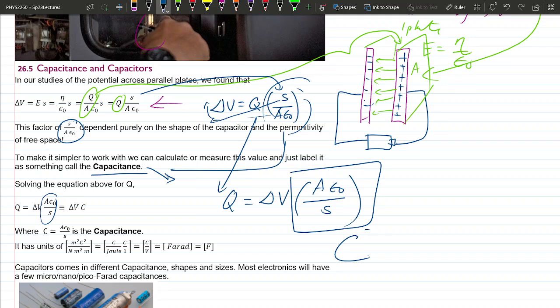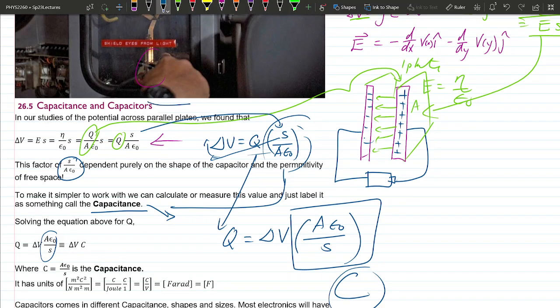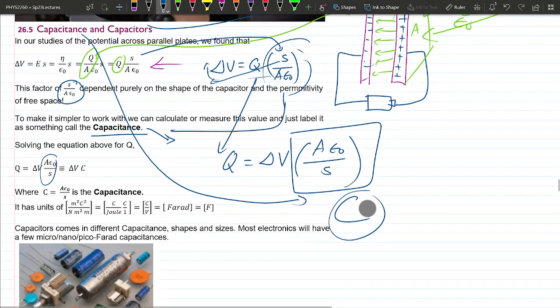And we're going to call this just the capacitance of an object. And this object we're going to call a capacitor. The capacitor is the parallel plate itself. The capacitance is how big or small that capacitor is. And we're going to see some examples of this today.